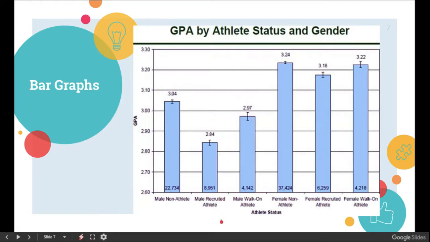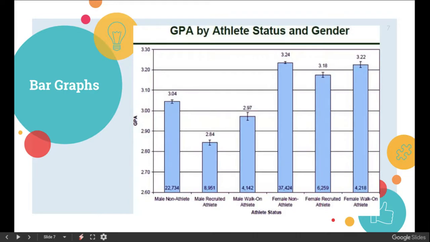But then you can also see the difference between recruited athletes and walk-on athletes. You'll see that the walk-on athletes' GPA is almost identical in the female category as the non-athlete, whereas the recruited athletes are lower in both gender categories.